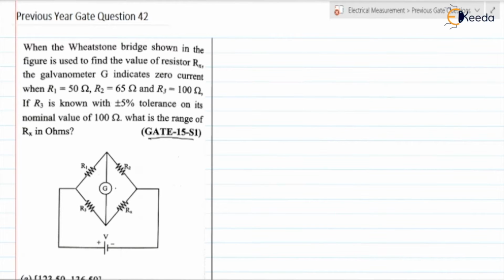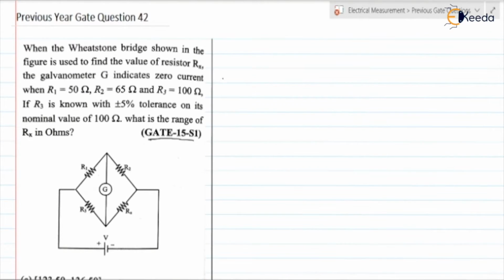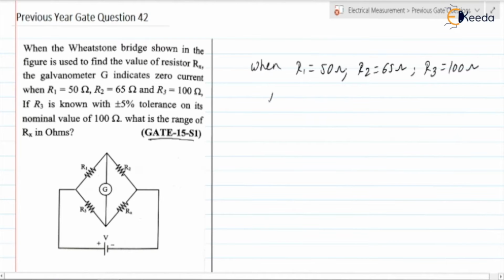Okay, they have given the circuit. It is a Wheatstone bridge circuit. And here we are having the four options, right? So let us first think, when R1 is equal to 50 ohm, R2 is equal to 65 ohm and R3 is equal to 100 ohm, at that time the bridge is at balanced condition.